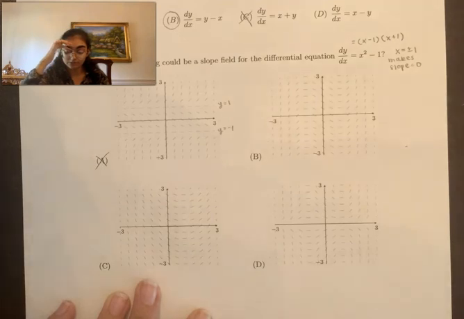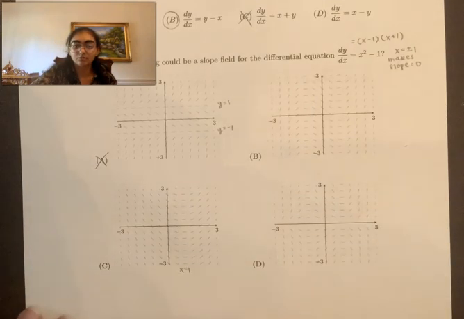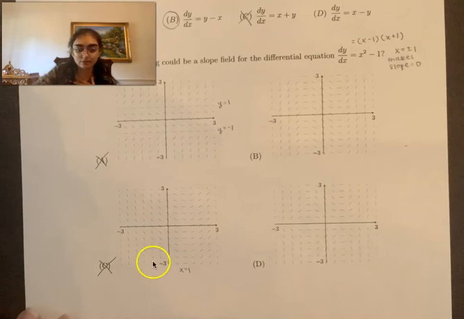Moving on to B, or hold on, we're going to go to C first. We see that we do have a slope equal to 0 at x equals 1. And if we look at each column, we see that the slope is the same for each point. However, we don't have a slope equaling 0 at x equals -1, right? So C cannot be our answer.